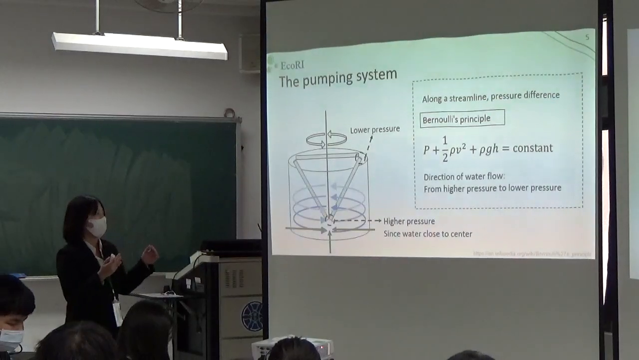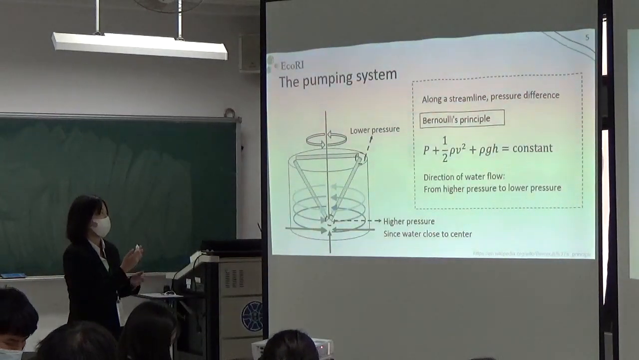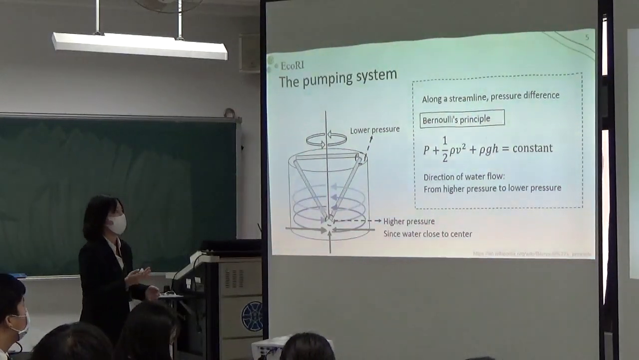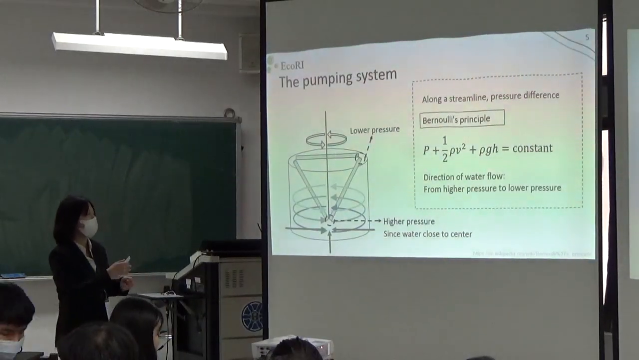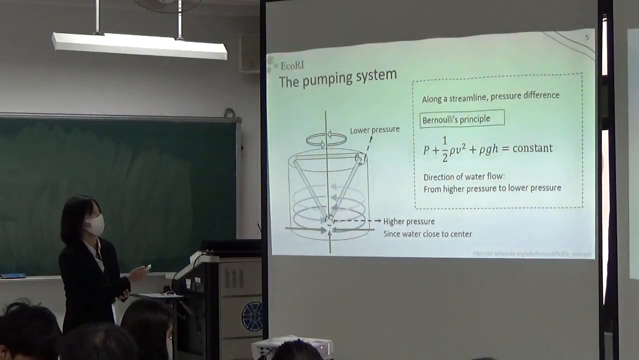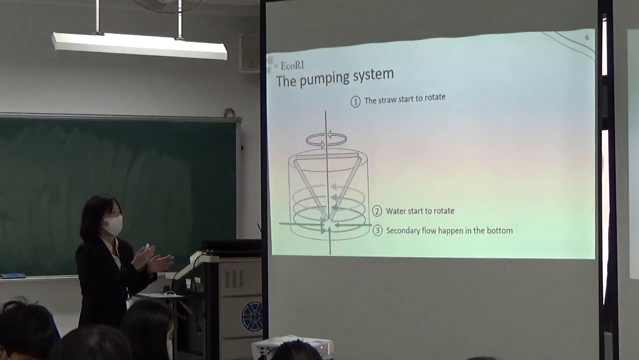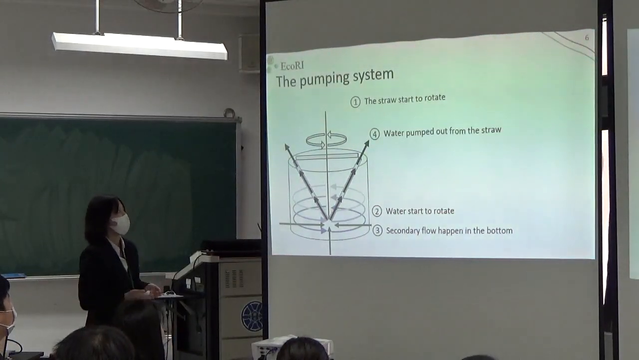So we think that if the pressure gradient becomes bigger, the velocity gradient will also become bigger, so the pumping speed will become bigger. And we know that the direction of the water flow will move from the higher pressure part to the lower pressure part. So in our experiment, the water moving direction will be from the inlet part to the outlet part.